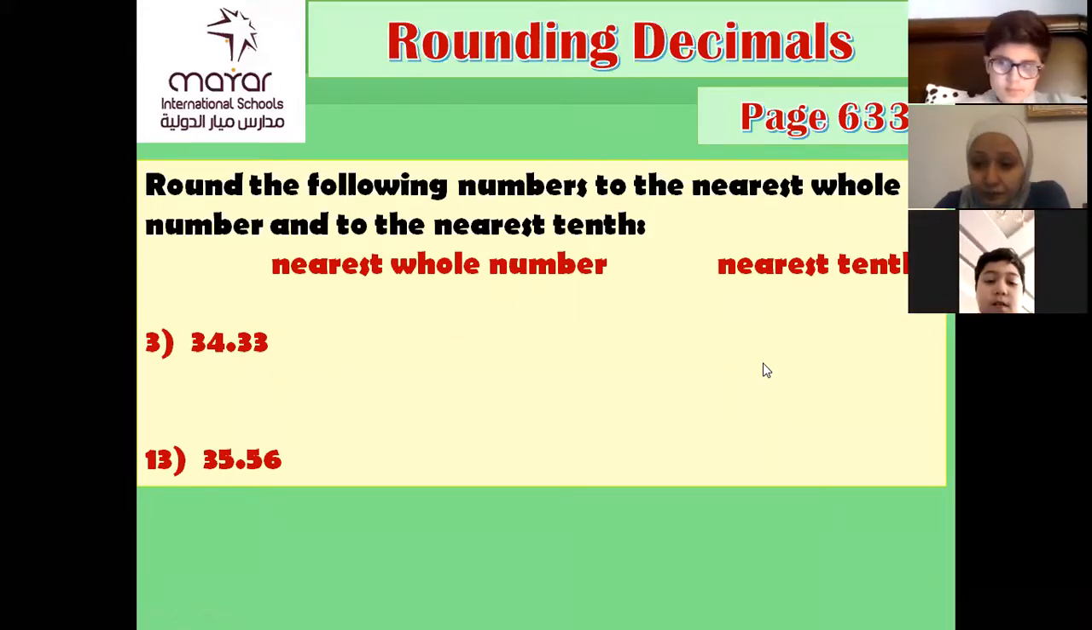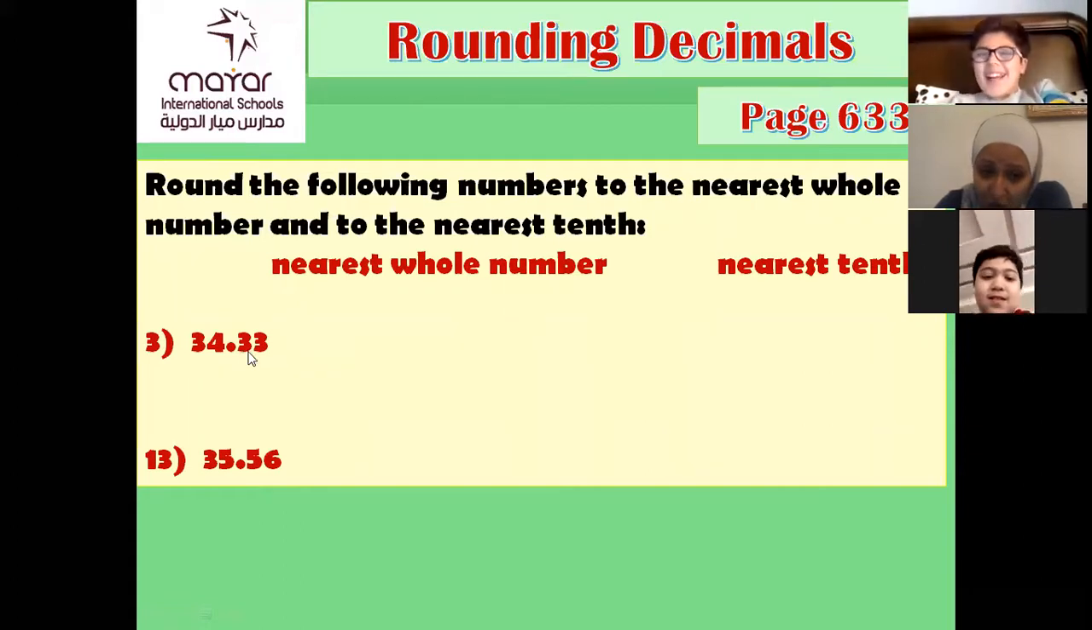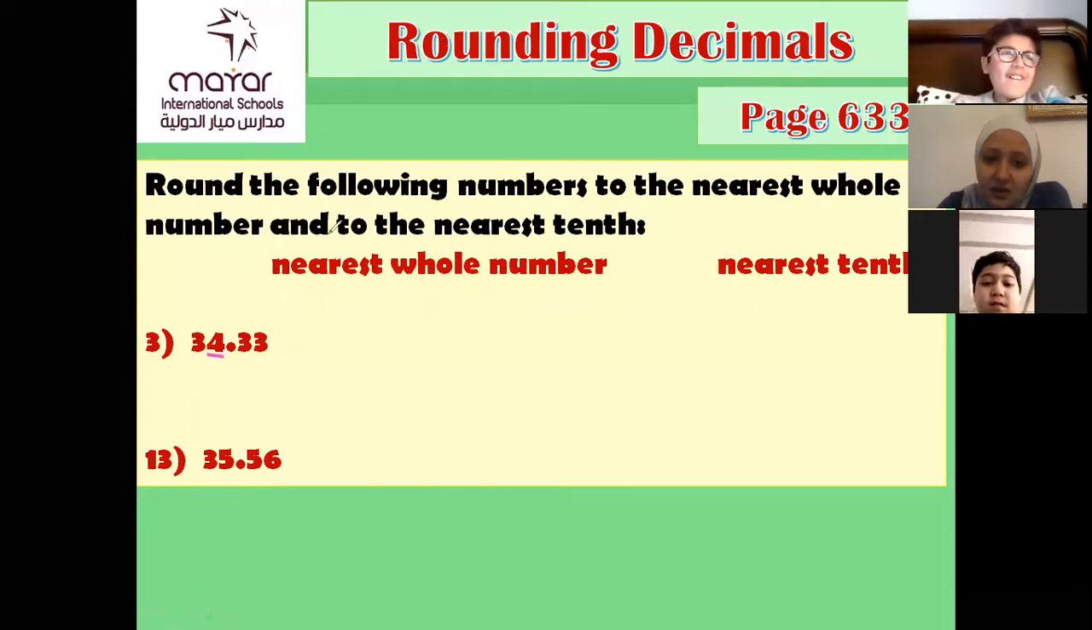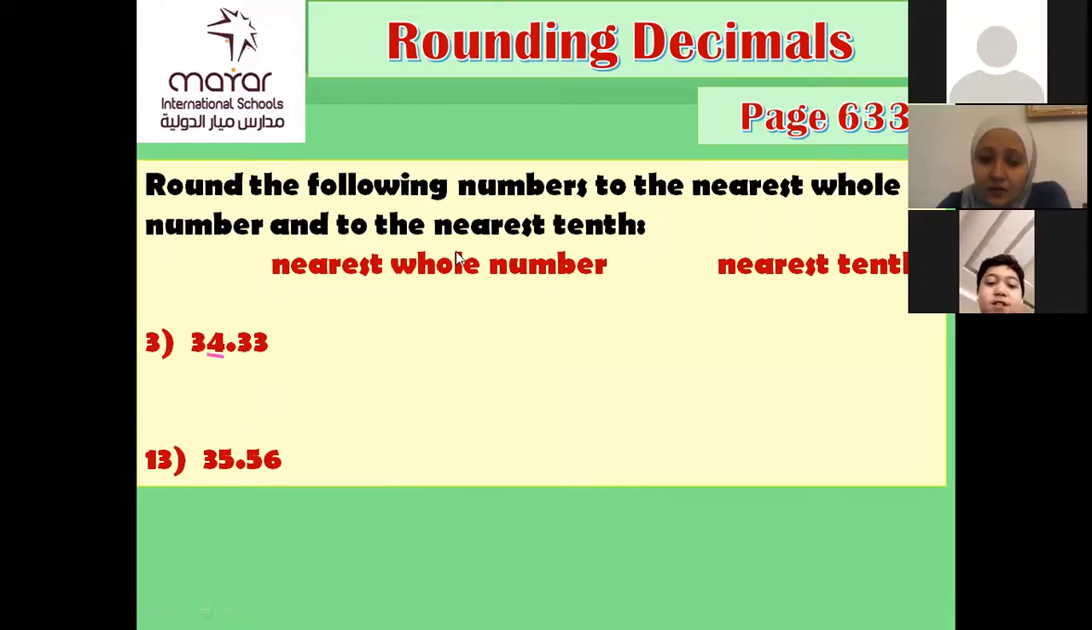34 point... Whole. So which number should you underline? This is the nearest whole. Where is the whole, Abdurrahman? 4. So you underline 4. Then we look where? To the 3. Look to the 3. If it is 4 or less, just ignore. So what is the new number? 34.00. Thank you. Hamza Saifan, can you do it to the nearest 10?